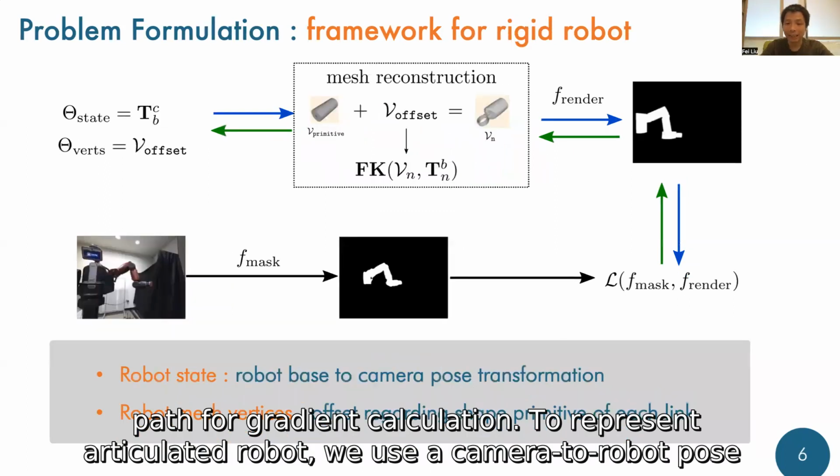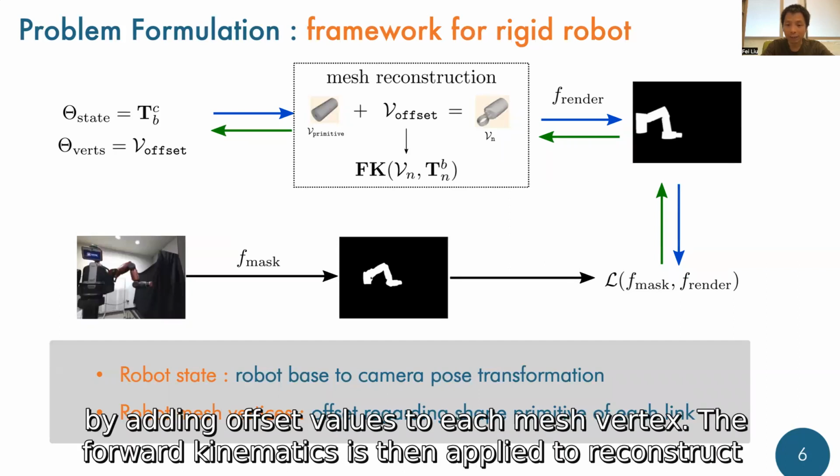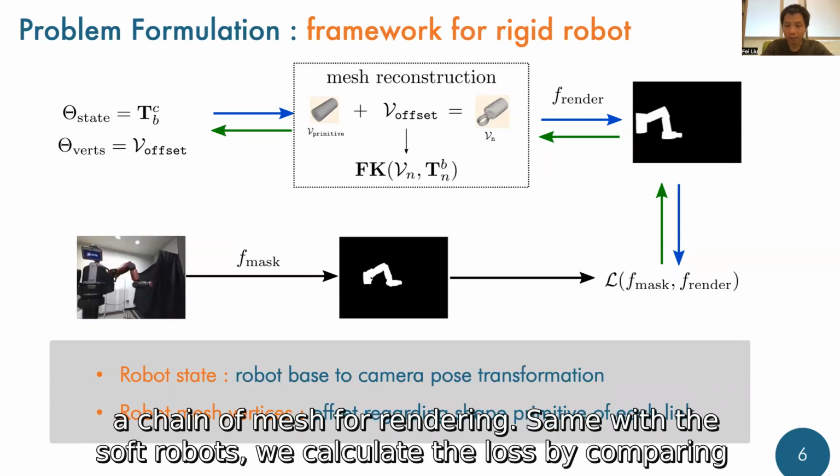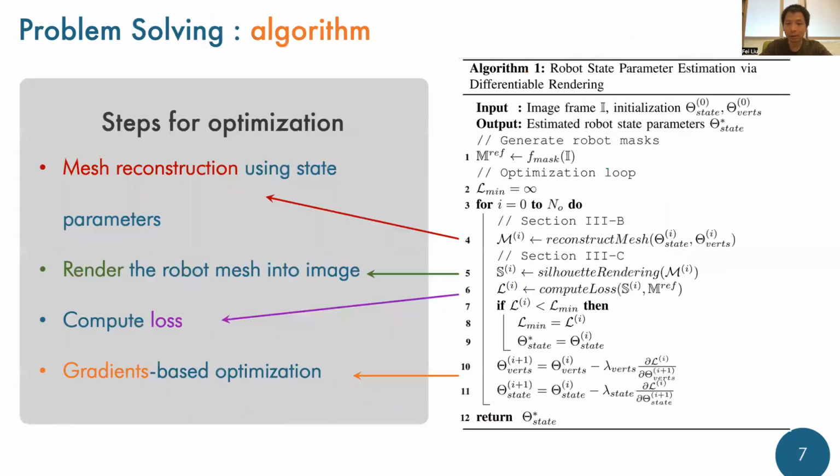To represent the articulated robot, we use the camera-to-robot pose transformation as the robot state. For each link of the robot, we use a cylinder-shaped primitive by adding offset values to each mesh vertex. Forward kinematics is then applied to reconstruct a chain of meshes for rendering. Same as with soft robots, we calculate the loss by comparing the rendered image to the binarized mask, and the parameters can be optimized.